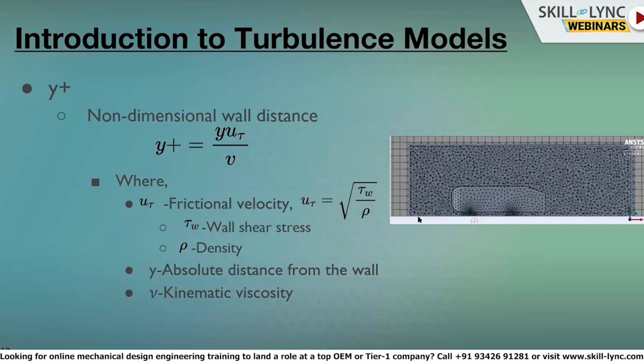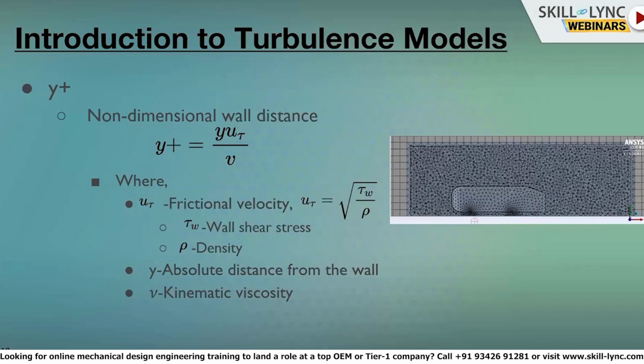Suppose you are not able to calculate the wall shear stress, say this is your geometry and you want to put the first layer height, but you don't know the wall shear stress. Still, we can go with the flat plate approximation as an initial guess, calculate the wall shear stress, and calculate the y plus distance, the absolute distance from the wall. Then grow the prism layers and run the simulation. After the simulation, plot y plus and cross check that your y plus is between 30 and 300. Make sure of that.